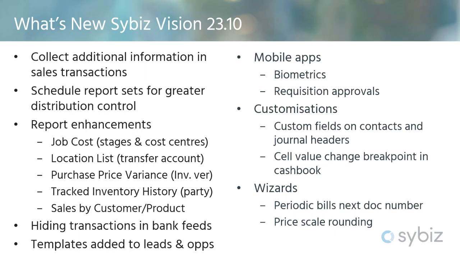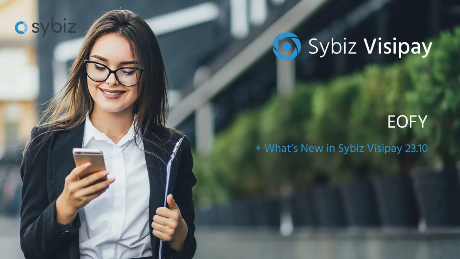From a customizations perspective, we've added custom fields on contacts and journal headers, and there's a new breakpoint for cell value change in the cash book. And obviously that's not going to be overly relevant to a lot of people, but those that are doing their own internal development will understand what that one means. And from a wizard's perspective, we had added the next document number to the periodic bills wizard and included some rounding options in the price scale wizard. So they're not new wizards as such, we've just enhanced them. Okay, so that's it as far as the accounting side of things is concerned.